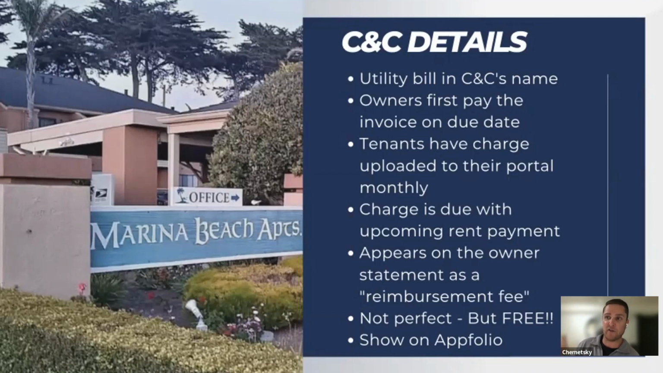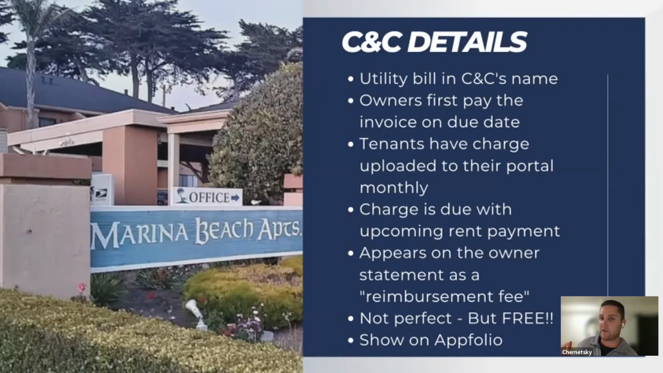So if we implemented it August 1st at 298 Hawthorne, on September 1st, the owners would be responsible for paying that bill. And it would take about 45 days before they got reimbursed for that amount. When that bill came in on September 1st, Abby would put it on Appfolio. It would automatically allocate the charges to each tenant, and it would be uploaded to their monthly portal.